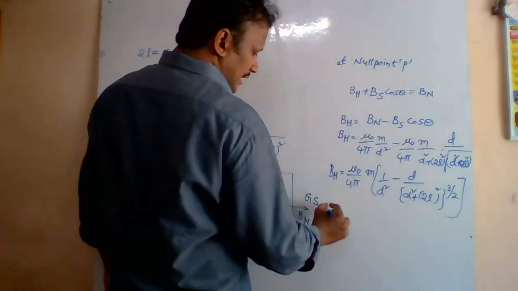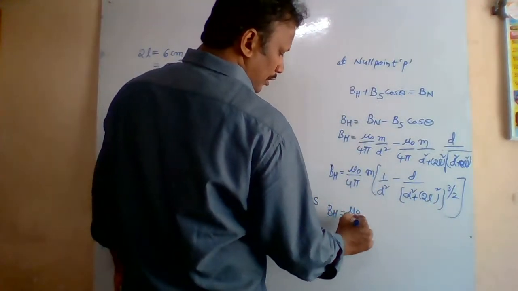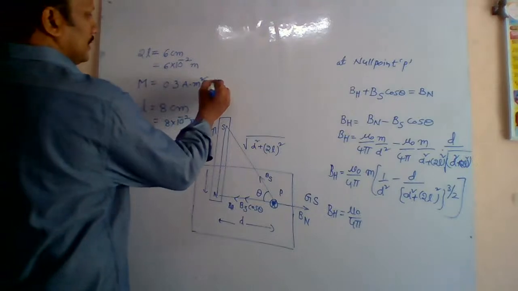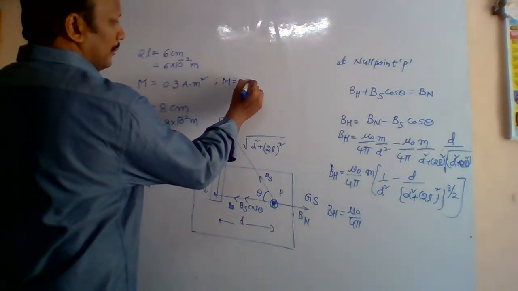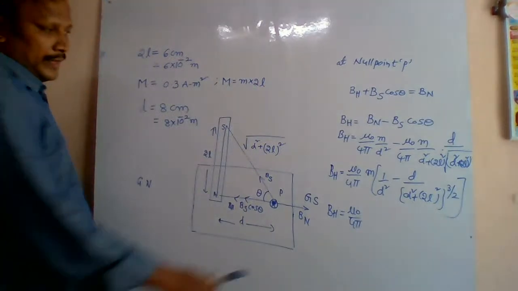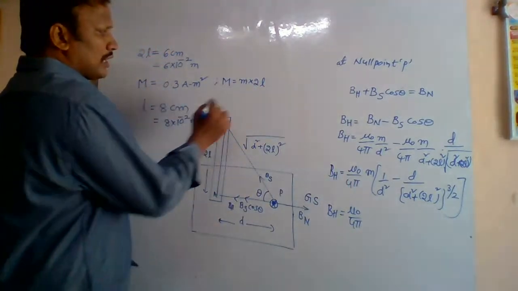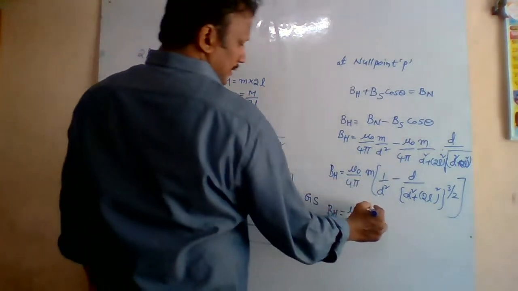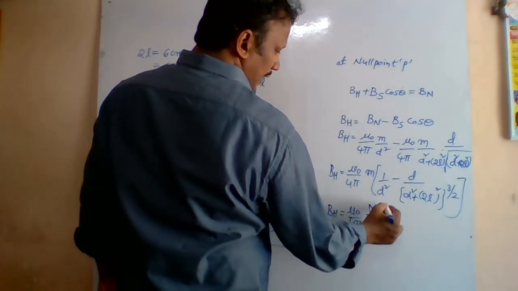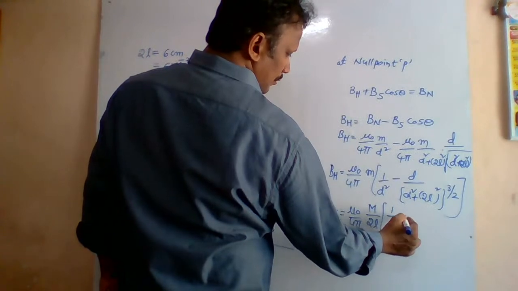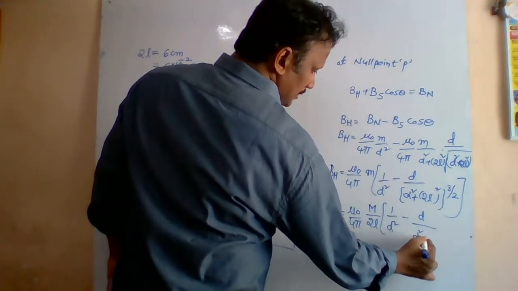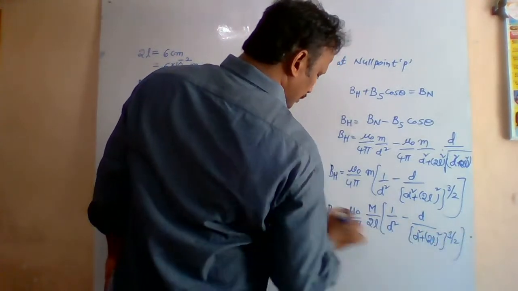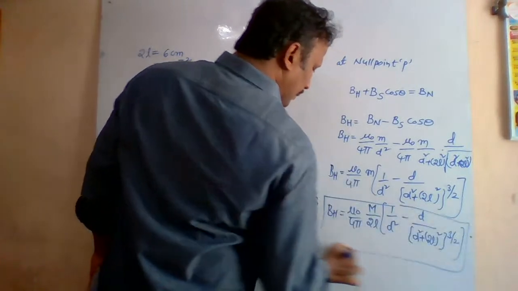So Bh is equal to mu naught by 4 pi into... But here the pole strength is not given. Right? So capital M is equal to small m into 2L. Here the magnetic moment is given, so capital M is equal to small m into 2L. Therefore, small m is equal to capital M by 2L. Substitute here. Therefore, capital M by 2L into 1 by d square minus d by d square plus 2l whole square whole power 3 by 2. So this is the expression for Bh.